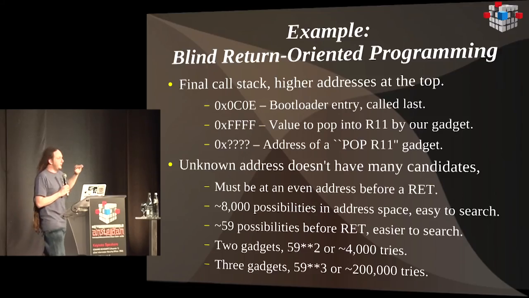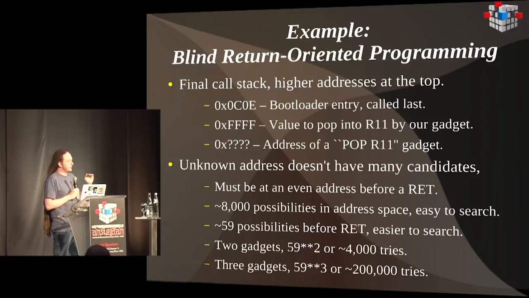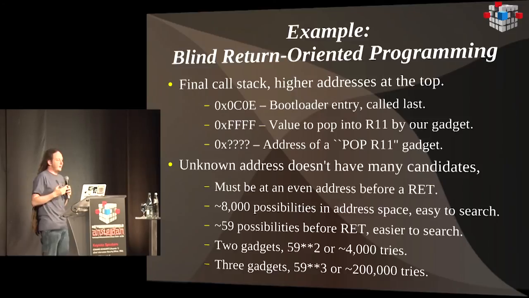The final call stack looks something like this, in that the highest word, the last thing that will be popped off the stack, is 0C0E. That's the bootloader entry point, and that's what's called last. Just after that, we have FFFF, which is a constant that we want to be loaded into register 11. And then following that, we have the address of some gadget that pops the stack word into register 11.